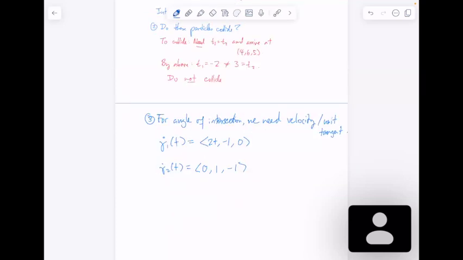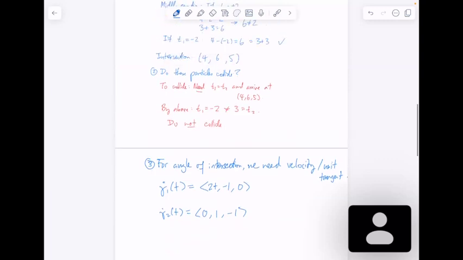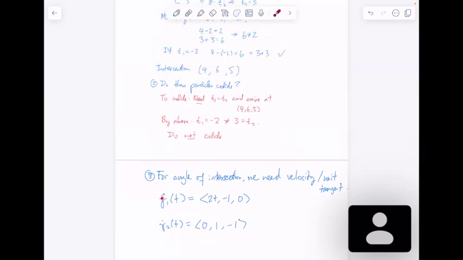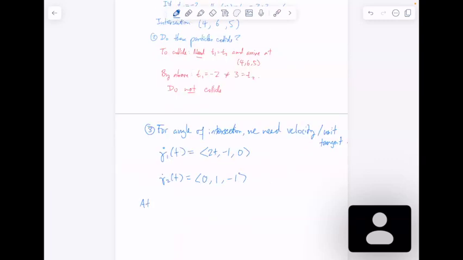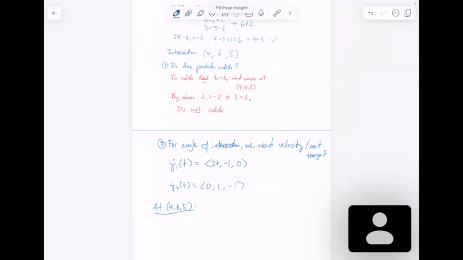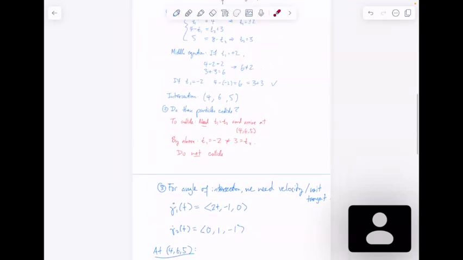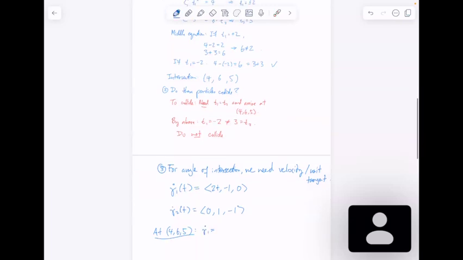All right, so what is the angle of intersection? Well, we need these vectors at a particular time. So at the point (4, 6, 5), what are the relevant velocity vectors? Remember, your first curve arrives at that point at t1 equals minus 2. Your second curve arrives at t2 equals 3. So what are the velocities? What's the first velocity, and what's the second velocity?